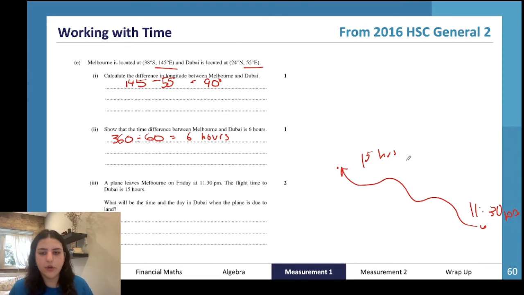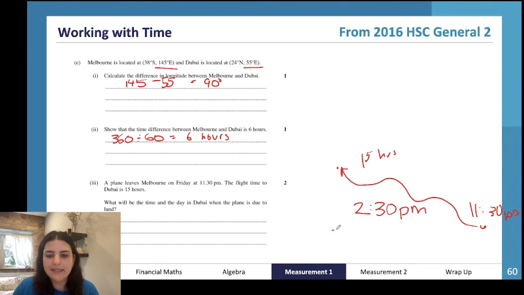It would be, so if it was from midnight, 15 hours would be 3 p.m. the next day, but we have to subtract half an hour. So it's 2:30 p.m. on Saturday in Melbourne when I land. But Dubai is 6 hours behind. So to check the time that it would be in Dubai, I subtract 6 hours. It would be 8:30 a.m. in Dubai when I land.